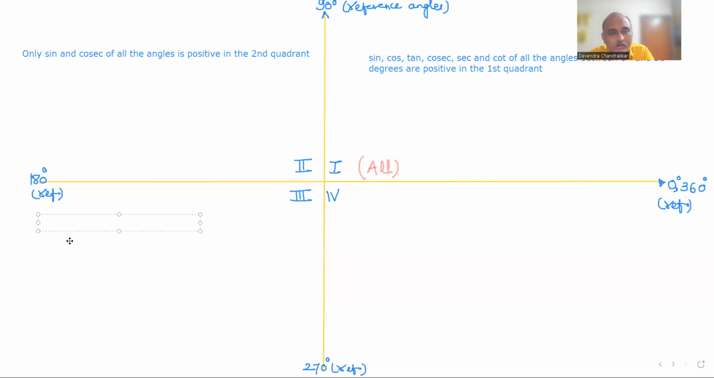Now in the third quadrant, only tan and cot, because tan and cot are inverses of each other, are positive in the third quadrant.